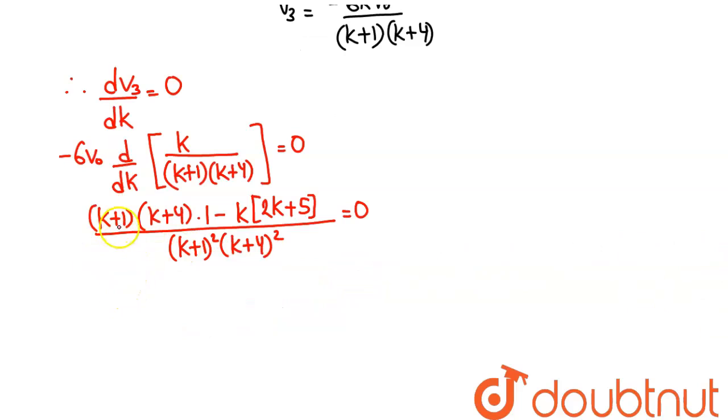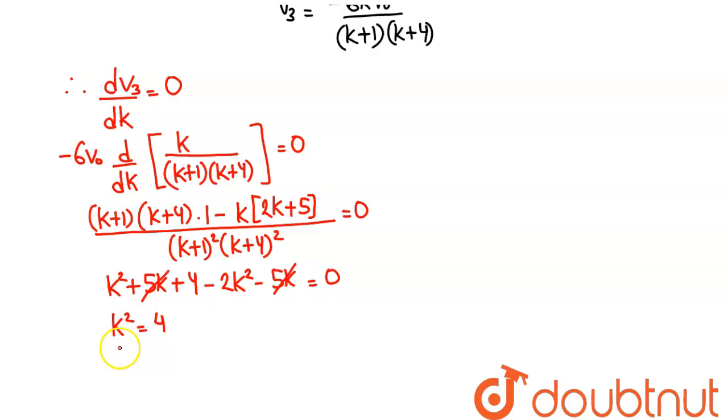Now on again expansion, this comes as k square plus 5k plus 4 minus 2k square minus 5k is equal to 0. Now 5k and 5k cancel out, so we have the value of k square equal to 4. So this comes out to be k equal to 2. So this is our value of k for which V3 will be maximum.